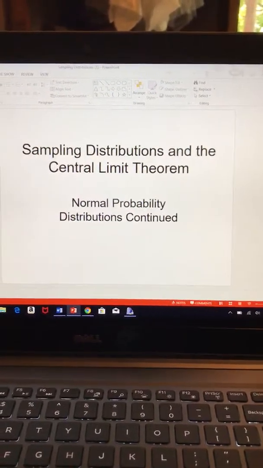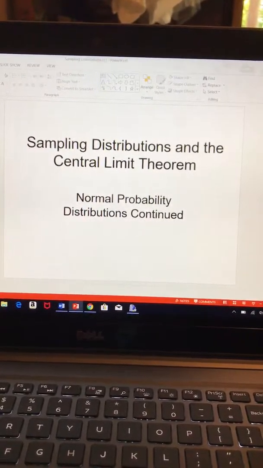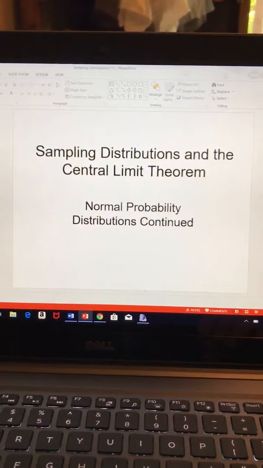Okay, this week we're going to talk about sampling distributions and the central limit theorem, which is normal probability distributions continued. So it's the second half to normal probability distributions, which we did last week.